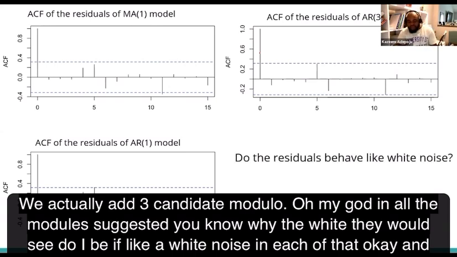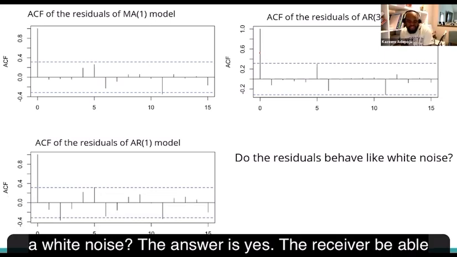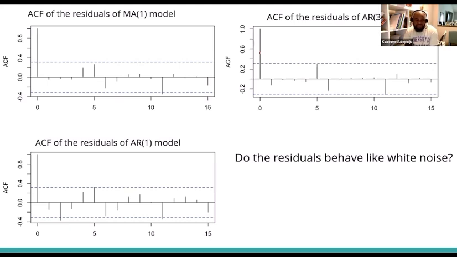And that was why I asked a question in the exam. I gave you a picture like this and I said, do the residuals behave like white noise? The answer is yes. The residuals behave like white noise. Apart from the autocorrelation at lag 0, every other one actually falls within the blue dotted line. If something falls within the region of the blue dotted line, that indicates the autocorrelation value is approximately 0.